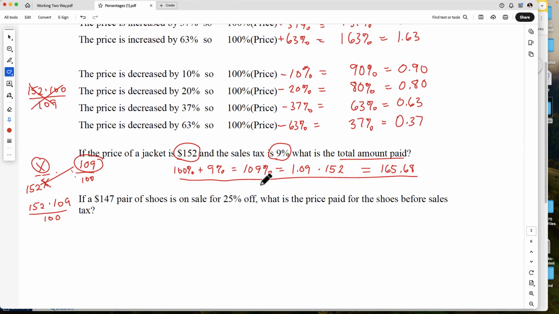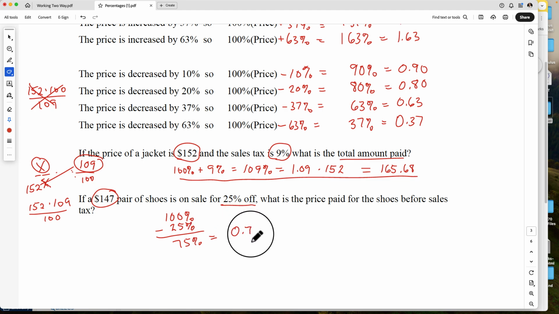Okay, let's go ahead and do the markup markdown thing. So if a $147 pair of shoes is on sale for 25% off, what is the price paid for the shoes before sales tax? Okay, so 25% off, that's a markup or a markdown? Down. So again, we think of it as 100% minus the 25%. We're going to be using 75%, right? That's the amount we're going to pay, with the 25% discount.